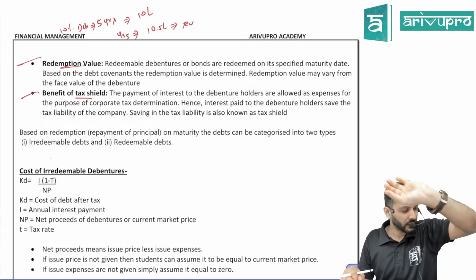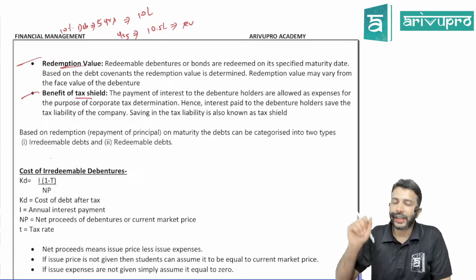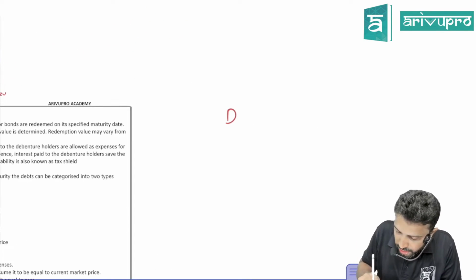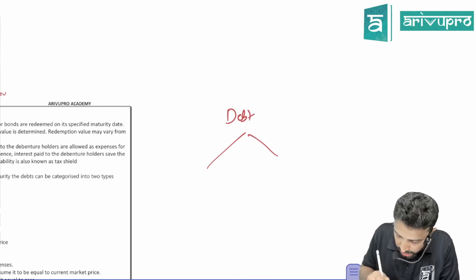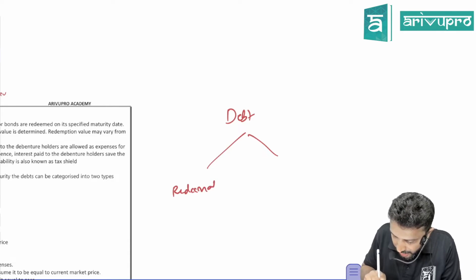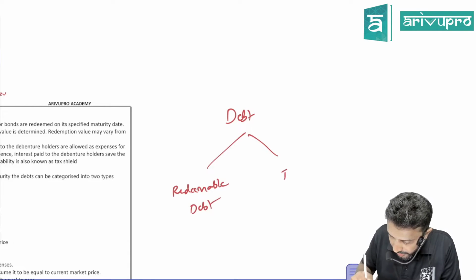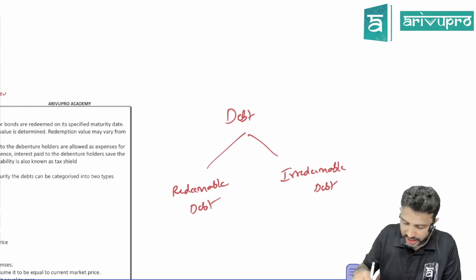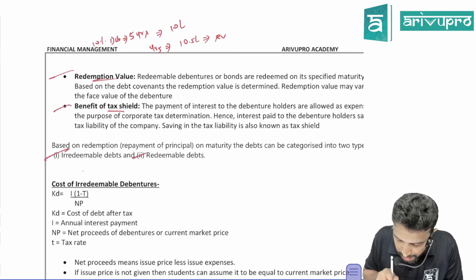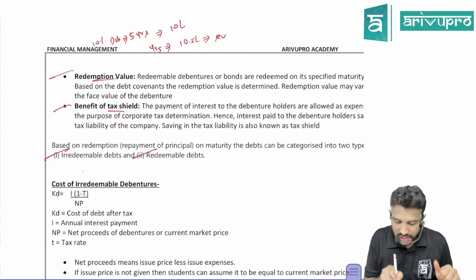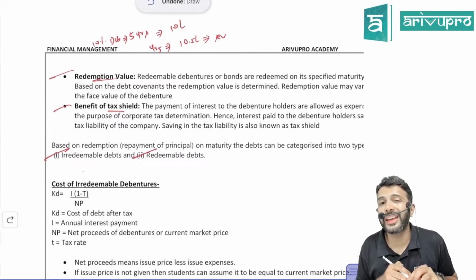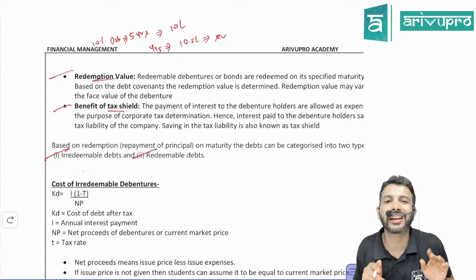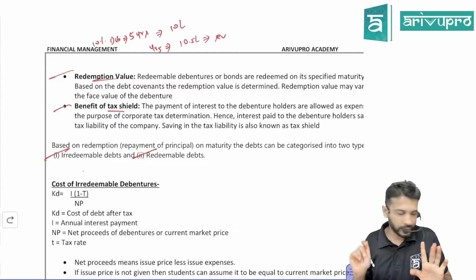Don't worry. Okay, listen. We are calculating the cost of debt. Debt for this purpose is classified as redeemable debt and irredeemable debt. Just underline it, that's good enough. Redeemable and irredeemable. First we will calculate the cost of irredeemable debt. We'll work out some problems. Then we will move towards calculating the cost of redeemable debt.